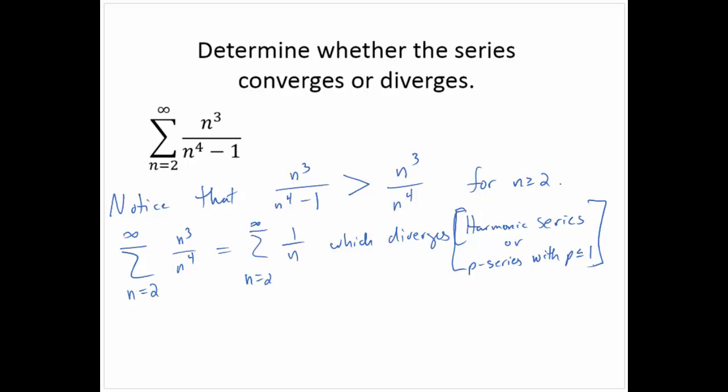So what have we done? We've shown that the terms of this series are greater than the terms of some other series. And it turns out that that other series simplifies to the harmonic series, which diverges. So we're comparing to a diverging series, and all of the terms of the series we're curious about are greater than that diverging series. So therefore, the sum from n equals 2 to infinity of n cubed over n to the fourth minus 1 diverges by comparison.